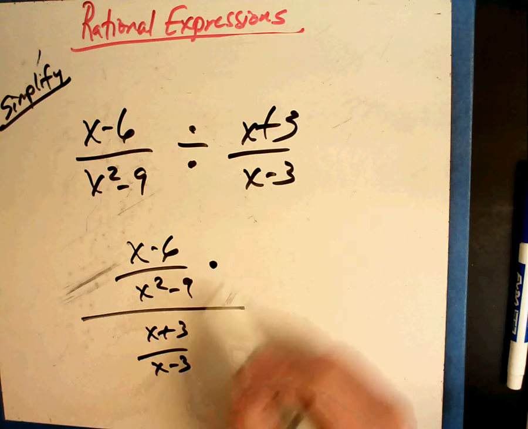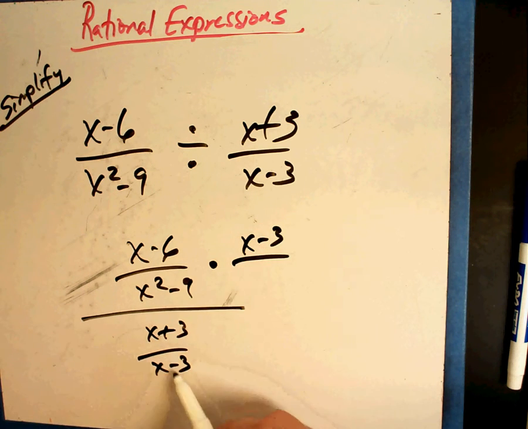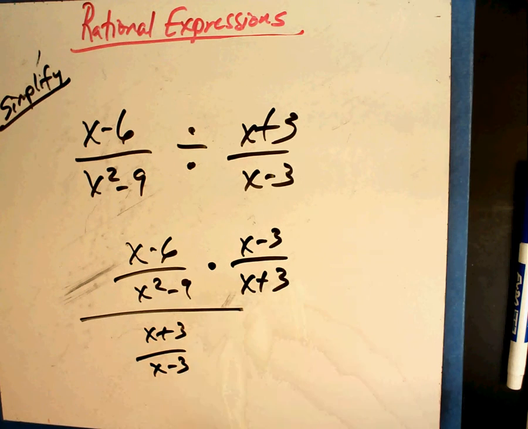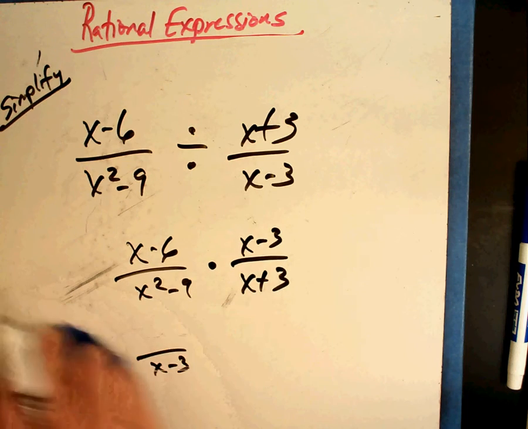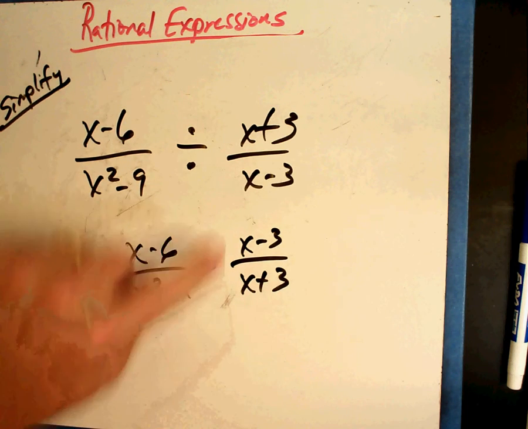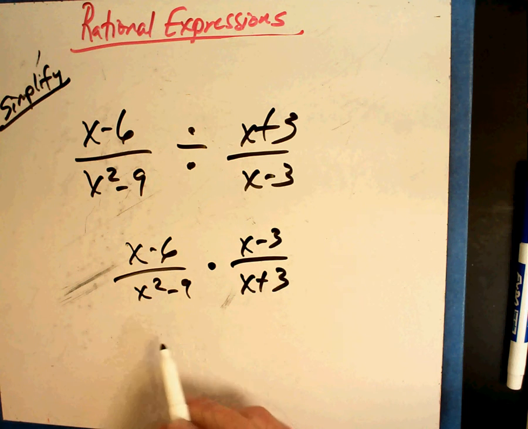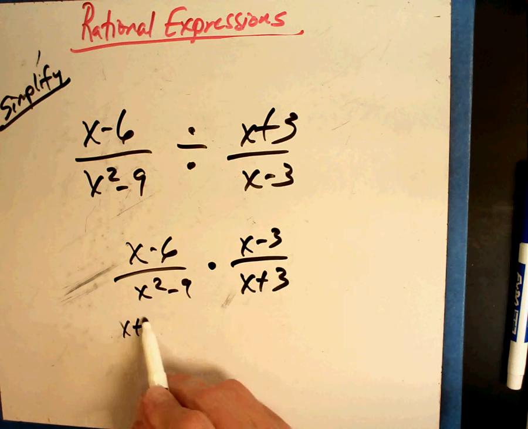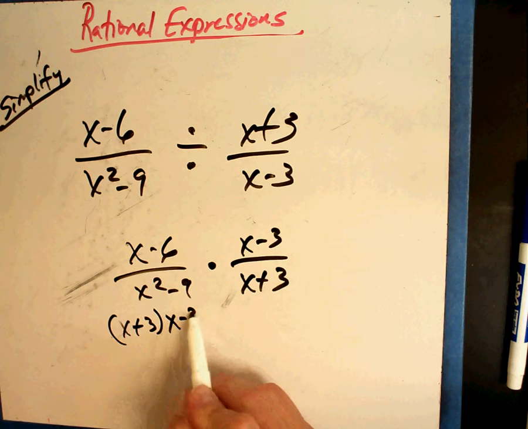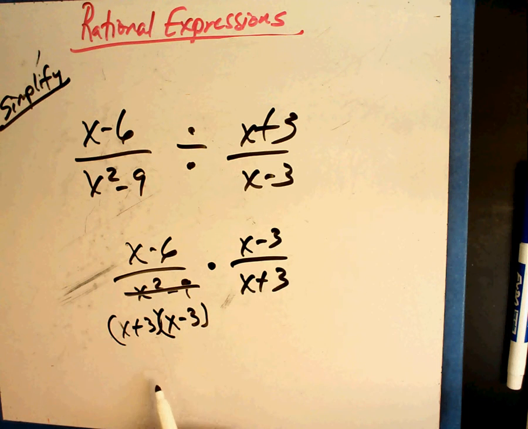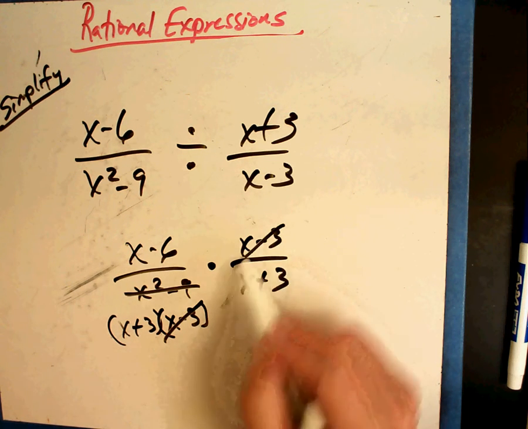What's on the bottom is now on the top. X minus 3 is going to be on top. X plus 3 is going to be on the bottom. So in reality, when it says divide, take the second thing, flip it over, and just make it multiply, and your life just got a little easier. This is x plus 3, x minus 3. If I factor that, mark out parts. Minus 3, minus 3.